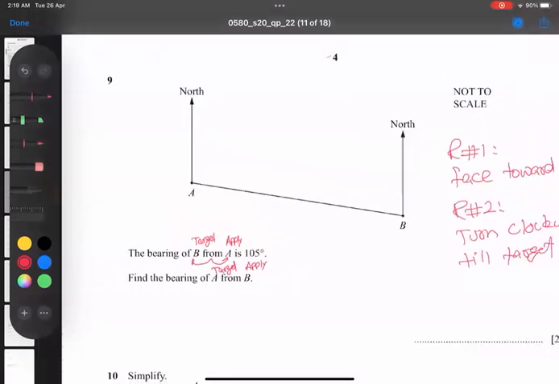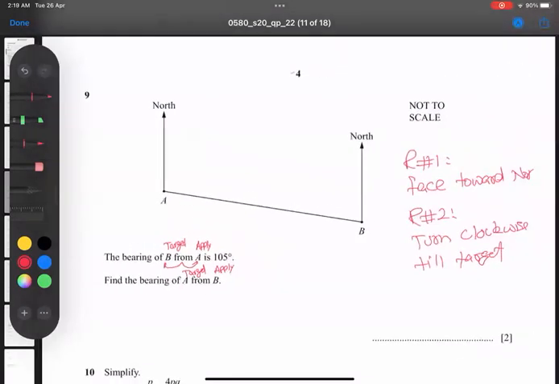Now I'm going to apply the properties. So first of all, I will extend this line a little bit down. You can see the north, and a little south downwards. Okay. After this, read it. He said B from A. B from A means apply rules at A. So the first rule: face towards north. Look, I'm marking north first, face north, and turn clockwise till the target. The target is B. So join a line from A to the target.